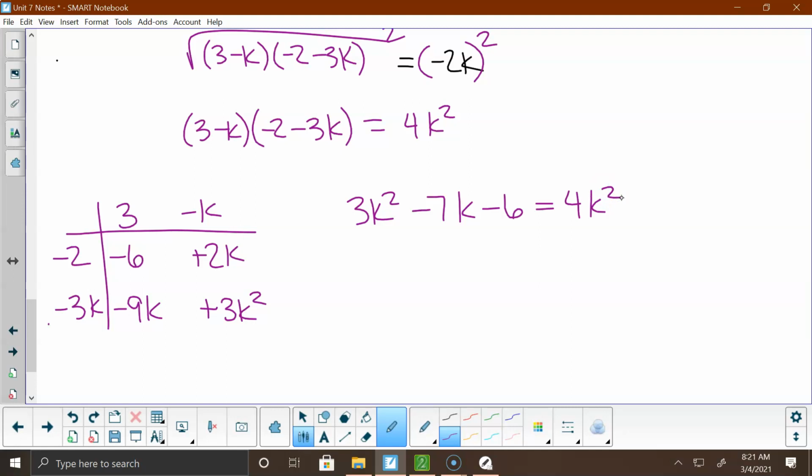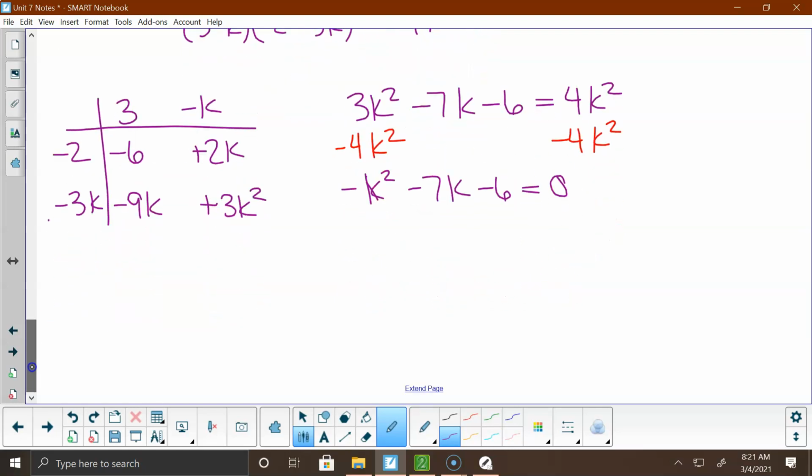Take everything from the left and move it. I know you're like, I don't want to. Like, why would I do that? I could just move the single 4k squared and call it a day. But then you're still dealing with a negative. So I guess you could and just divide everything. It's kind of whatever floats your boat. See how everything now is negative? I can still divide by a negative 1, because what's 0 divided by anything? 0. So, k squared plus 7k plus 6 still equals 0.